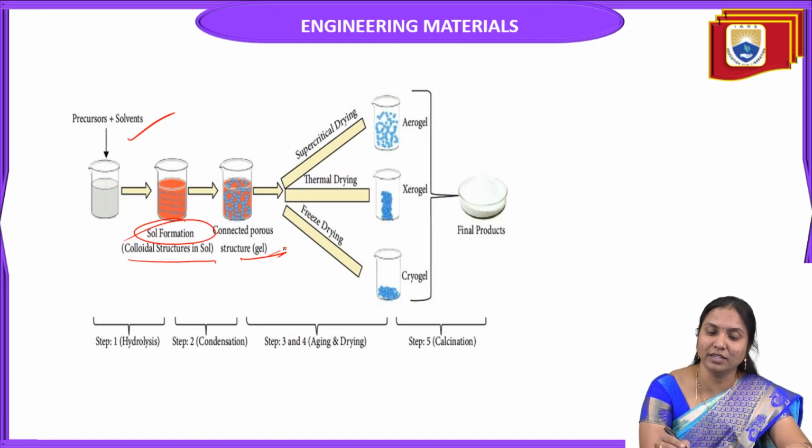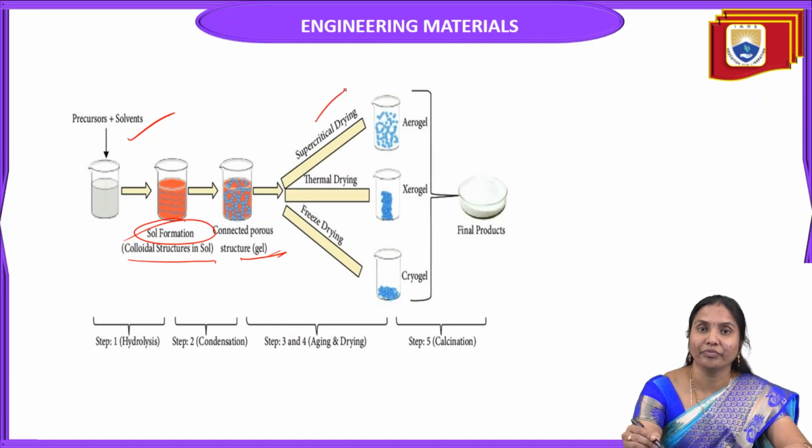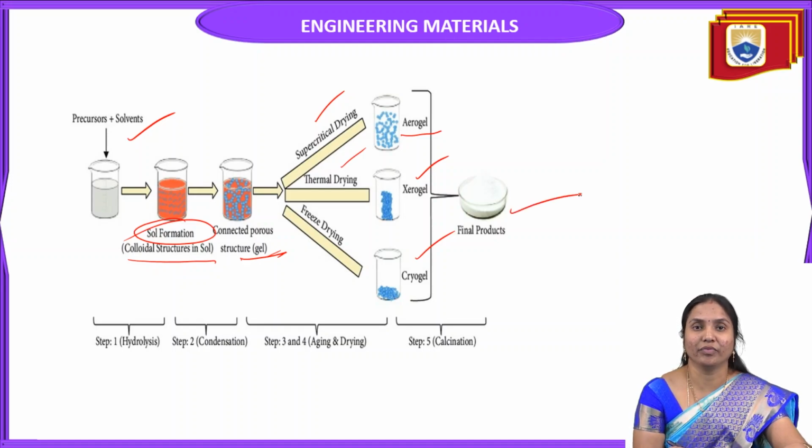Next, this gel undergoes supercritical drying. That means we are heating at the critical temperature, and it forms aerogel. Or it is isolated with thermal treatment at high temperature, 800 degrees centigrade. So in this case it forms aerogel. Or with freeze drying, it forms cryogel. So finally you will get nanomaterials, nano products. Generally we synthesize metal oxides in this sol-gel process.